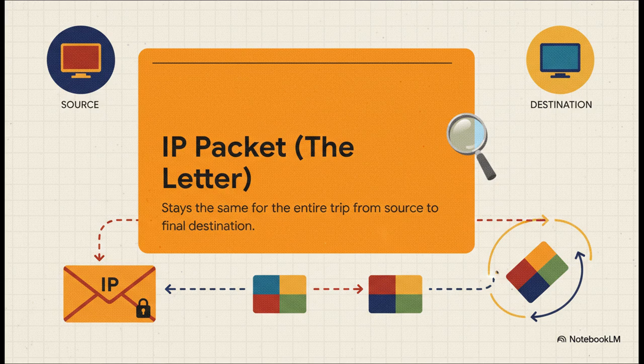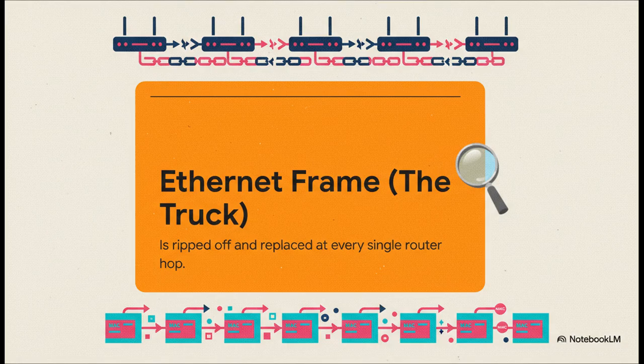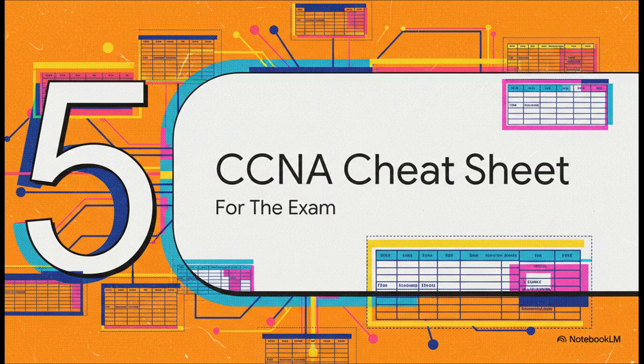The IP packet, our letter, with its original source IP address and its final destination IP address, stays exactly the same for the whole journey, untouched, constant. But that Ethernet frame, our truck, oh, that's a different story. Every single time it hits a router, that router basically rips up the old frame, throws it away, looks at the packet inside, and then builds a brand new frame, a whole new truck, to send it on its way to the next stop. Okay, that was a lot, I know.